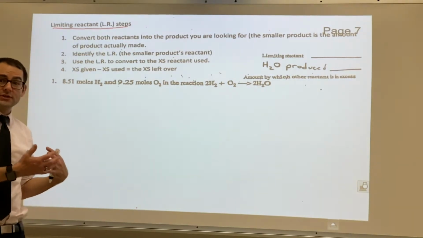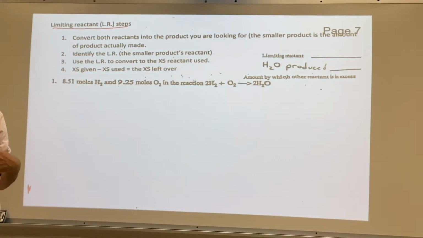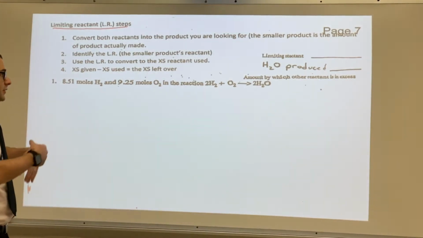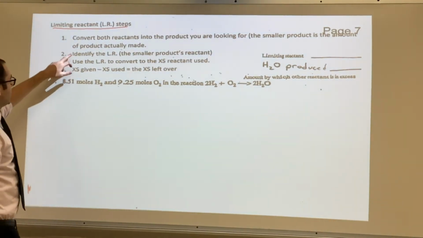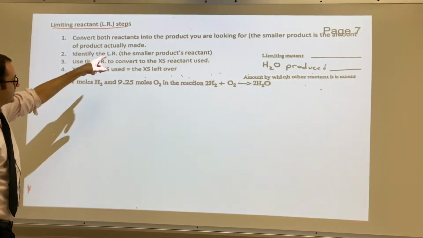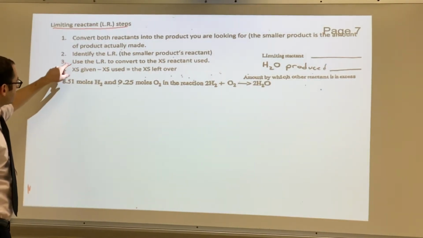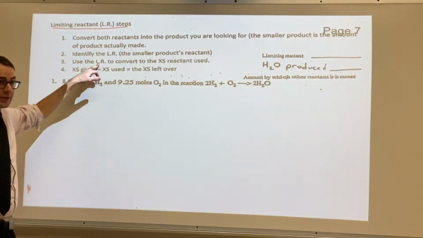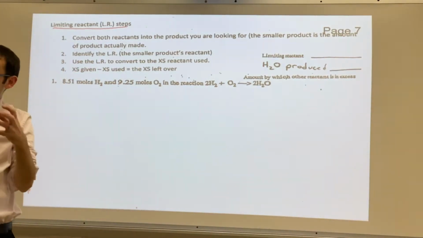Because the smaller one signifies, well, it's gonna run out. So we can't make any more if that's a smaller one, all right? And that's gonna be the limiting reactant, which we'll abbreviate LR. It's the smaller products reactant. Then we use this limiting reactant because that's gonna be the smaller part.